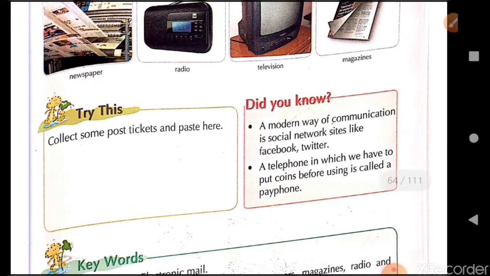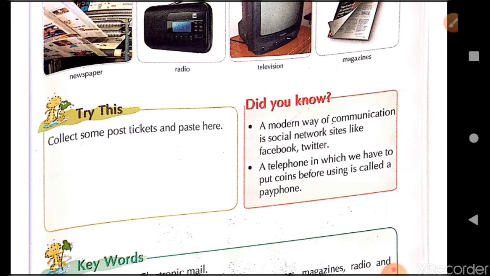Now, did you know a modern way of communication is social network sites like Facebook, Twitter? These are all modern ways. There are so many sites. People express their views on Twitter. People express their views on Facebook. These are all social media where many people can see them. Like Twitter, people have got their own Twitter account. They keep expressing their views for anything, and anyone can see those messages.